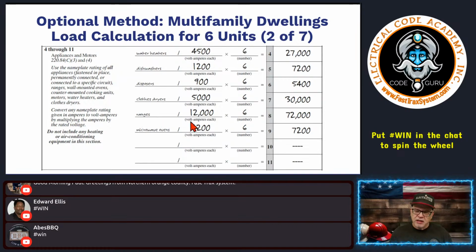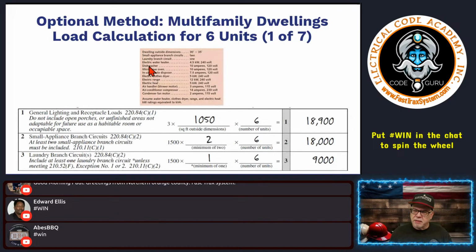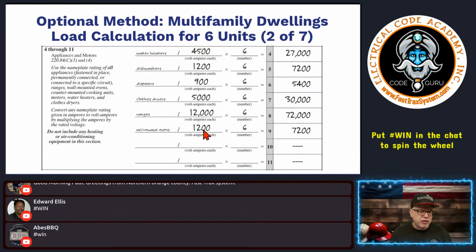There's the range. In the standard method, that range would be 8,000. But since we're doing the optional method, we take the nameplate. So that's why it's 12. And then the microwave, if you look at the microwave, it is 10 amps times 120. That is 1,200. And of course, there's 6 units in this complex. So there, it's 7,200. I believe all this math is right, but we will check the math.